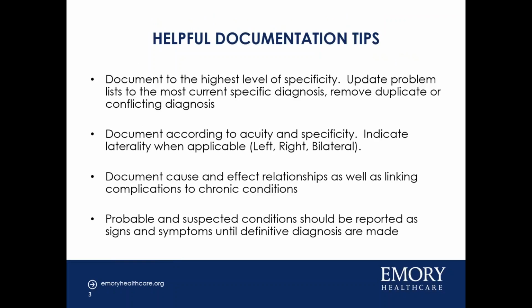Here's some helpful documentation tips. You must document to the highest level of specificity. Update problem list to the most current specific diagnosis. Remove duplicate or conflicting diagnosis. Document according to acuity and specificity. Indicate laterality when applicable. Document cause and effect relationships as well as linking complications to chronic conditions. Probable and suspected conditions should be reported as signs and symptoms until definitive diagnoses are made.